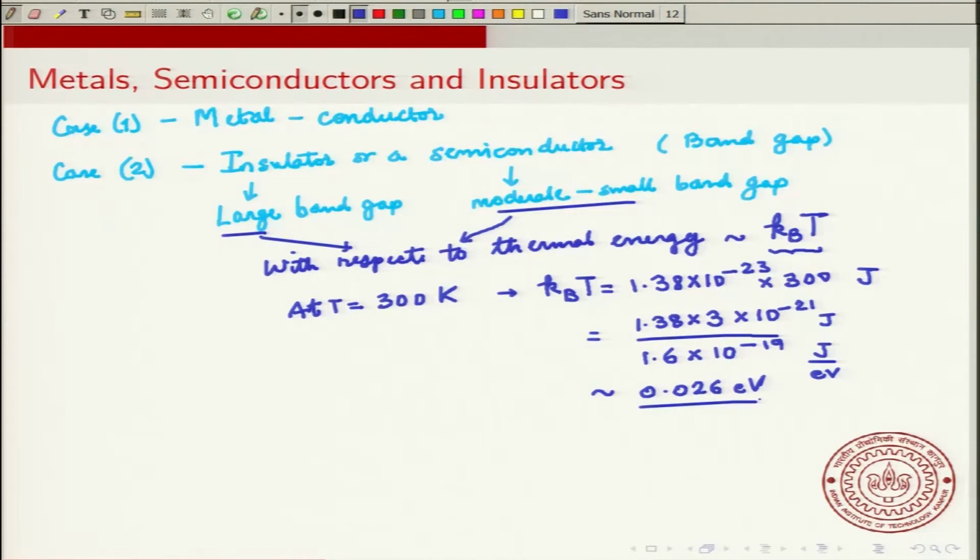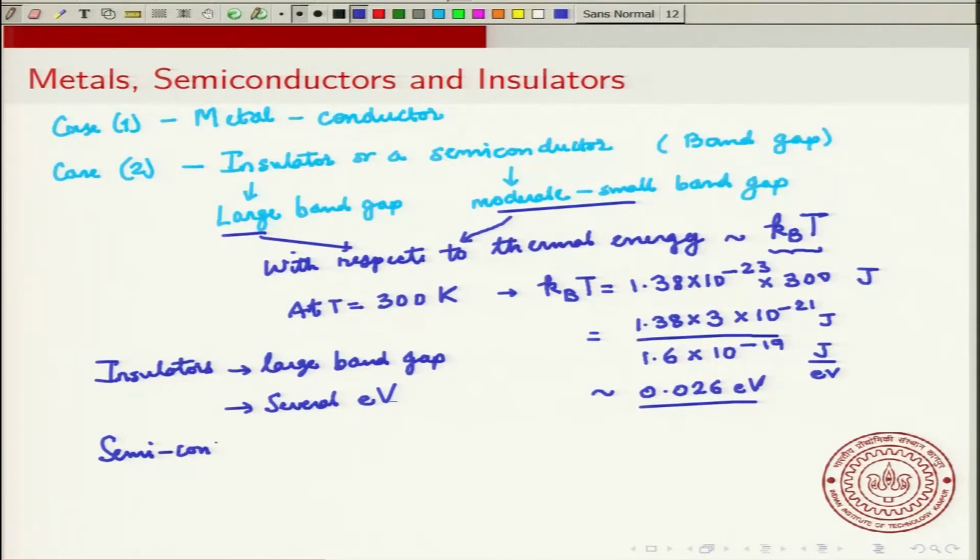Typically insulators have band gaps much higher than 4 or 5, so insulators have large band gaps, several electron volts. Semiconductors have of the order of 1 to 3 electron volts. What that means is that with sufficient thermal energy your semiconductor can actually conduct. Now 0.026 is still much less than 1 or 3 electron volts.